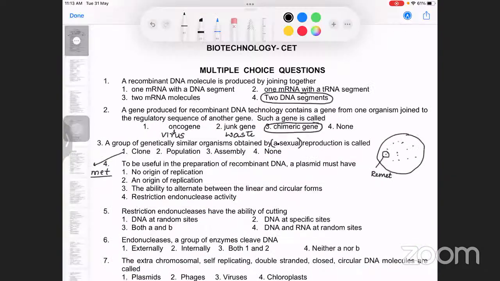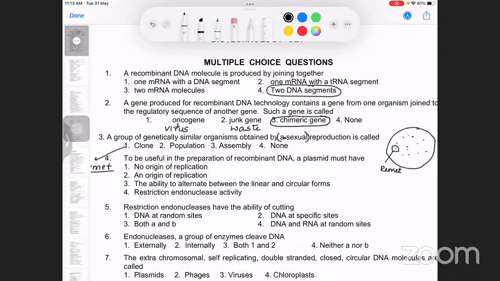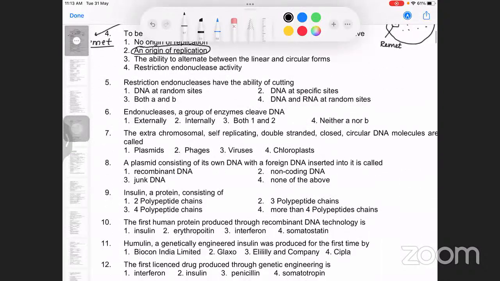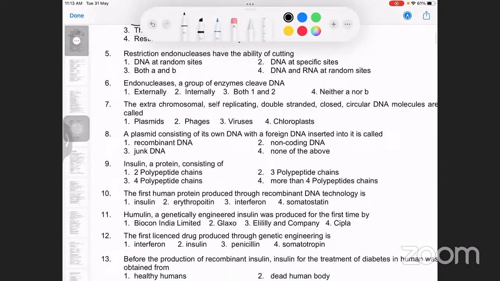So what happens at origin of replication? The primers or RNA polymerase enzyme will go and bind there, and that is the site where replication will initiate. Then, restriction endonuclease has the ability to cut DNA at a random site, at a specific site, both A and B, DNA and RNA at random site.